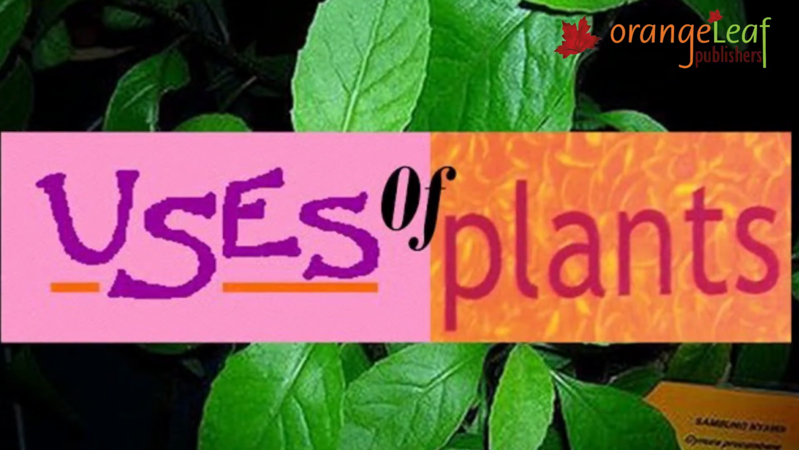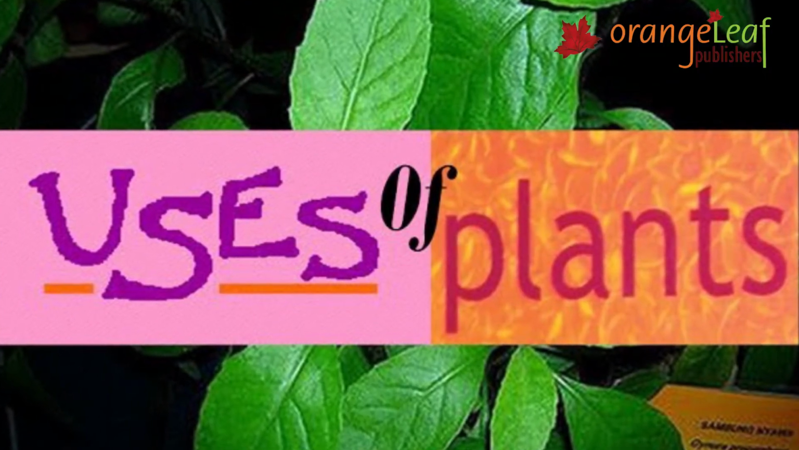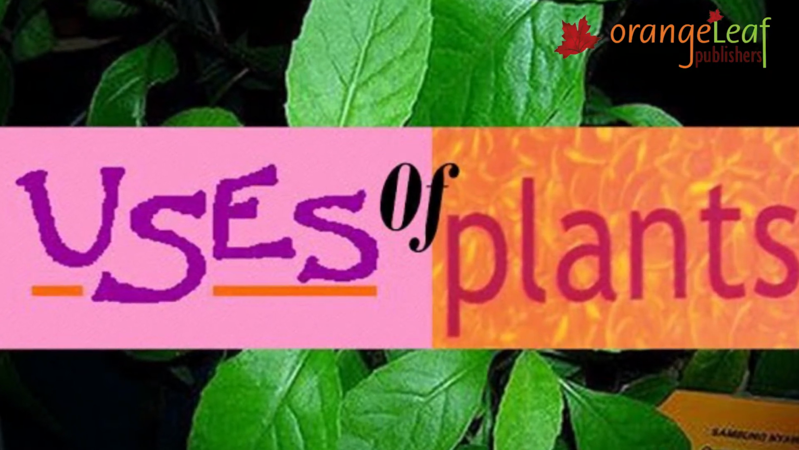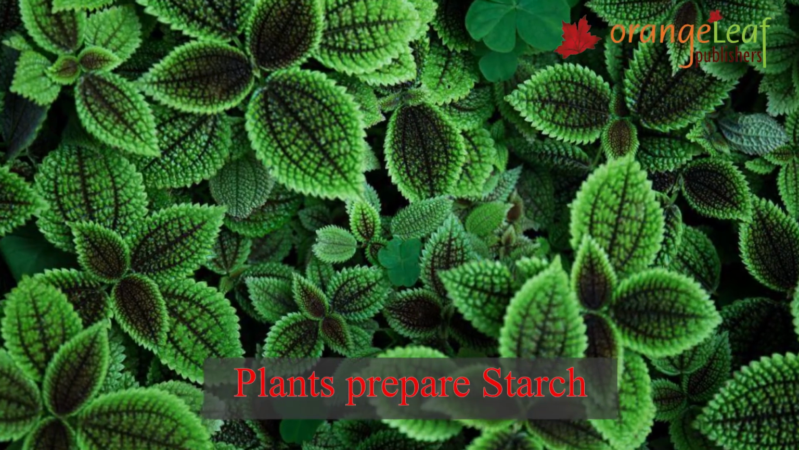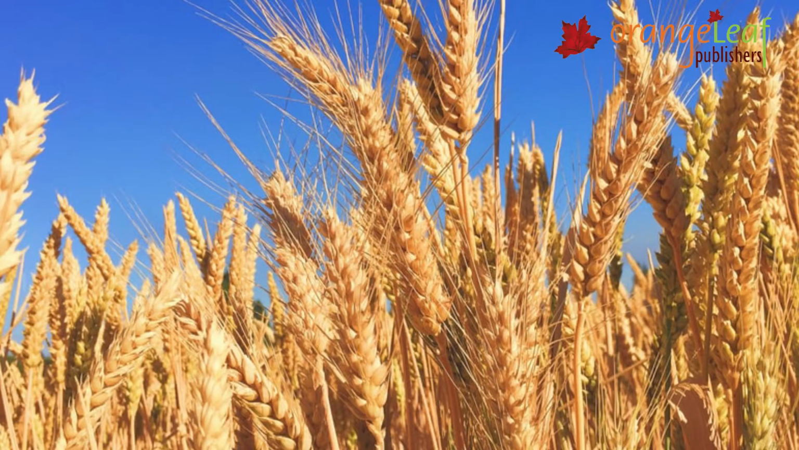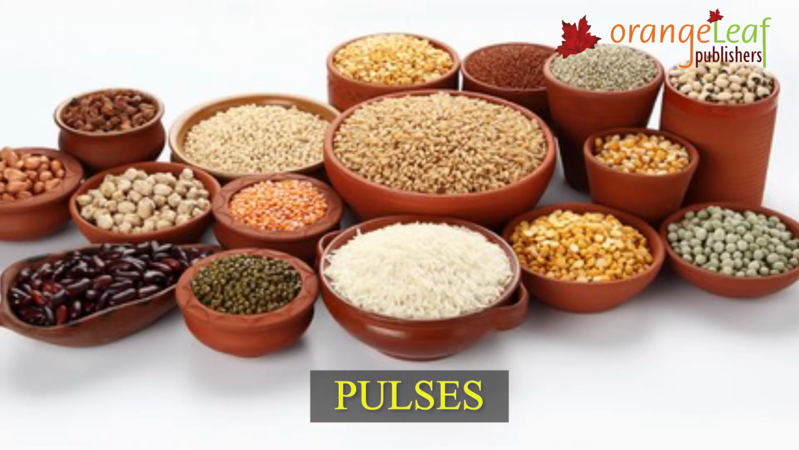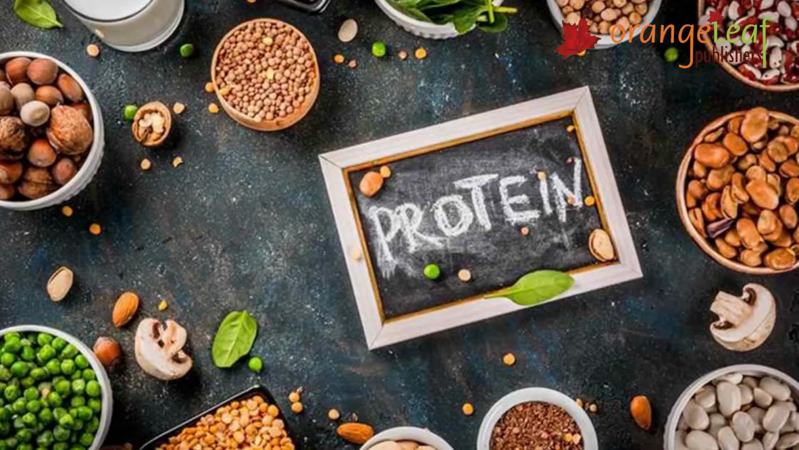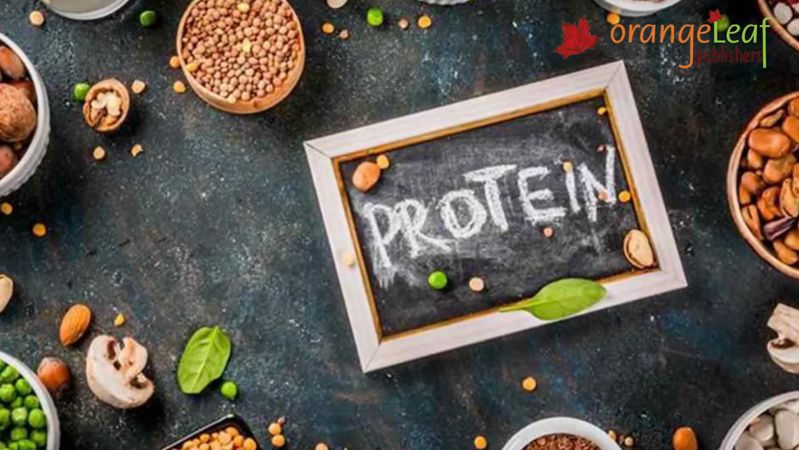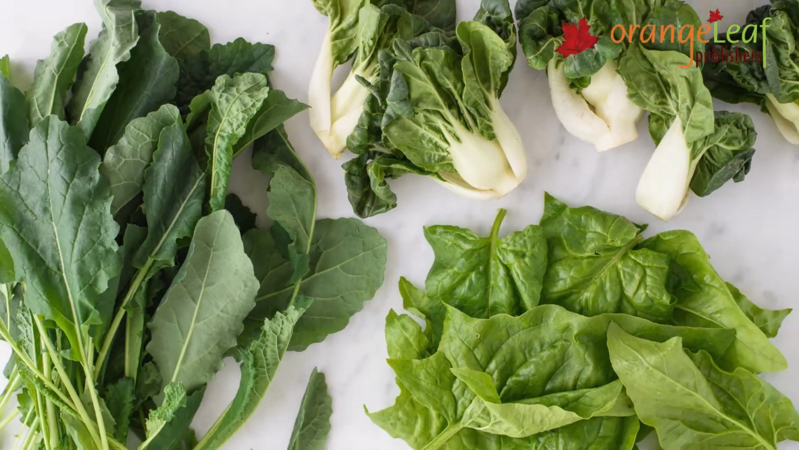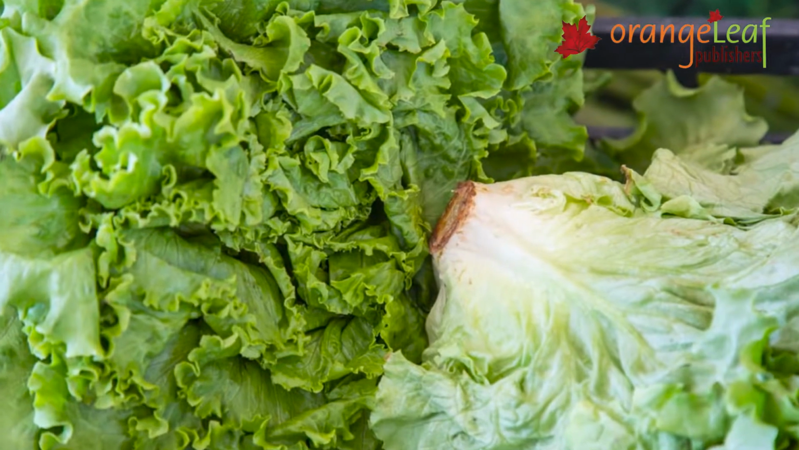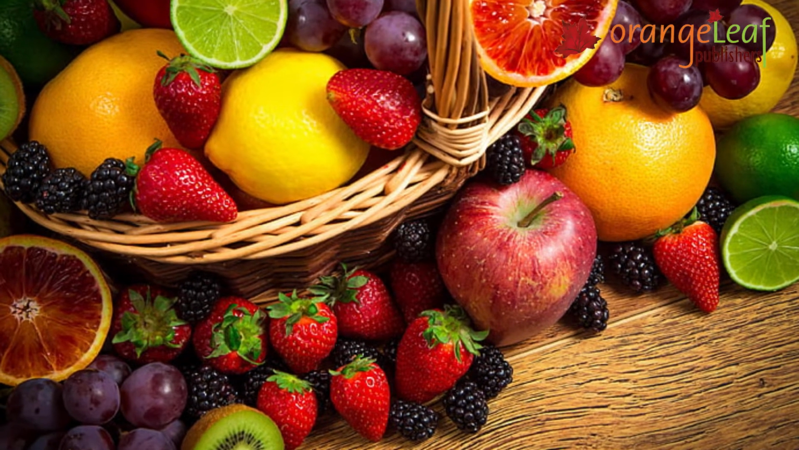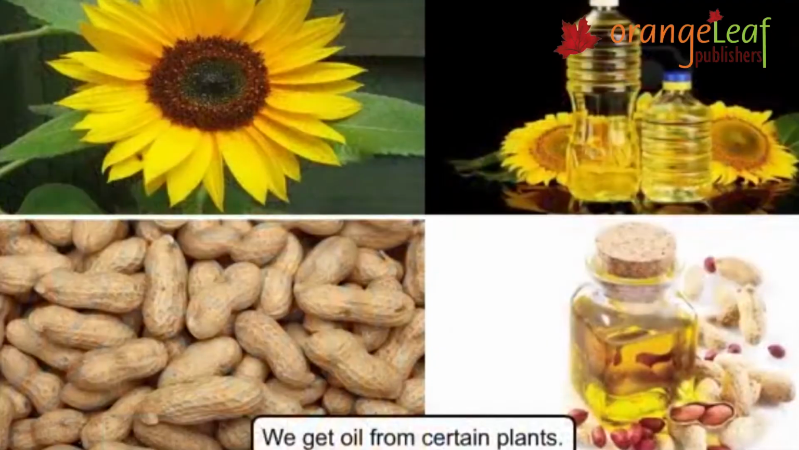Useful things from plants. Plants are important to us. They give us useful things. Plants prepare starch. We derive starch from rice, wheat, and potato. Pulses like black gram, green gram, and pea provide us with proteins. Leafy vegetables like cabbage, lettuce, and spinach are rich in vitamins. Fruits also give us precious vitamins.